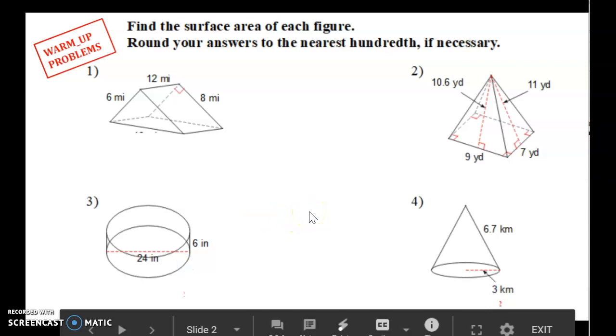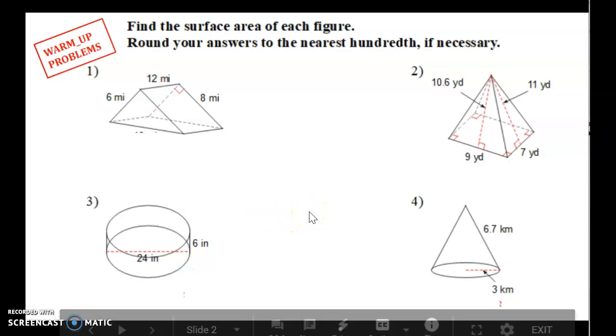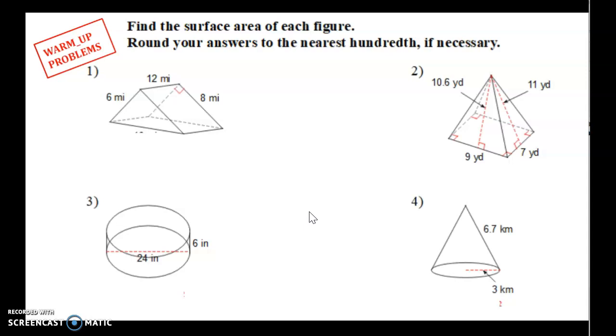To begin, we started off with some warm-up problems, so at this point please pause the video so that you can copy down the problems and try to solve them yourself. You're finding the surface area of each figure and you can round your answer to the nearest hundredth if necessary. Please solve them now and we'll go through the answers at the end.